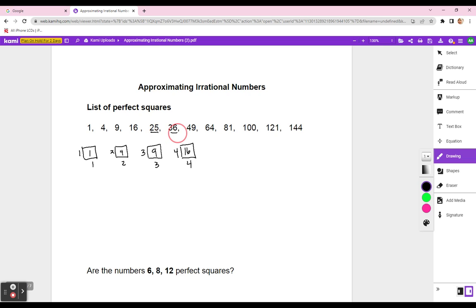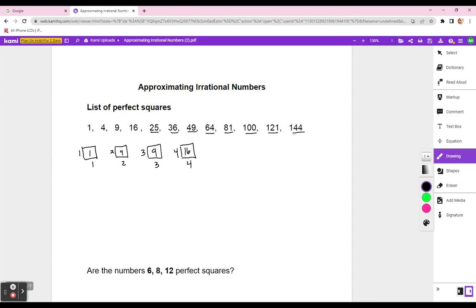36 is a perfect square because it's 6 times 6. And 49 is a perfect square because it's 7 times 7. Each side length is 7, so 7 times 7 is 49. That's a perfect square. 64 is 8 times 8. 81 is 9 times 9. So all these numbers are perfect squares.